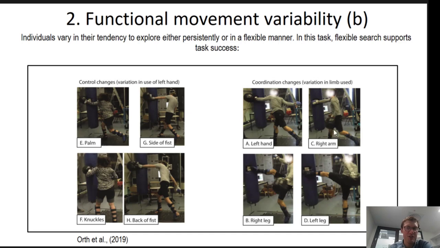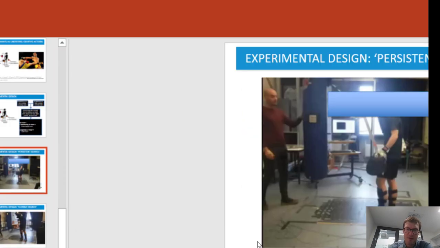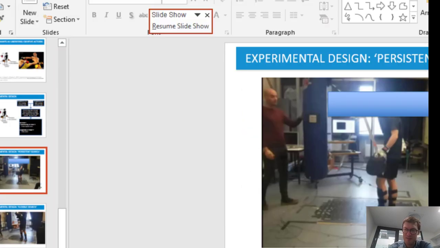And last week I showed you a guy who explored hitting this bag and needing to hit a target force, and he found the solution that worked, and it was with his back fist with the right arm. And it's interesting, you've got some people who, for whatever reason, explore a task and they don't change. They just always do the same thing. So I want to show you what this looks like. So this is the experiment here. Let me bring it up.